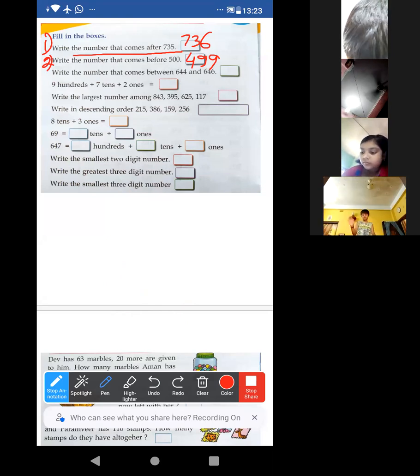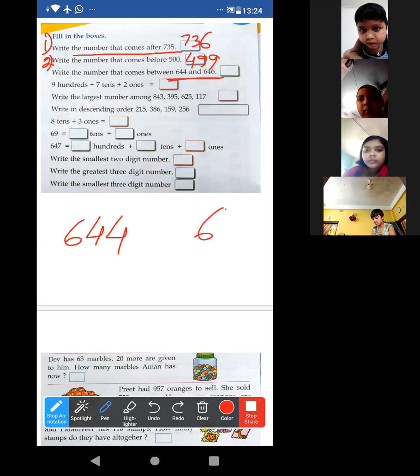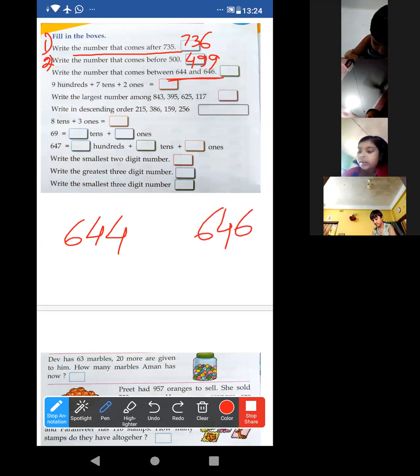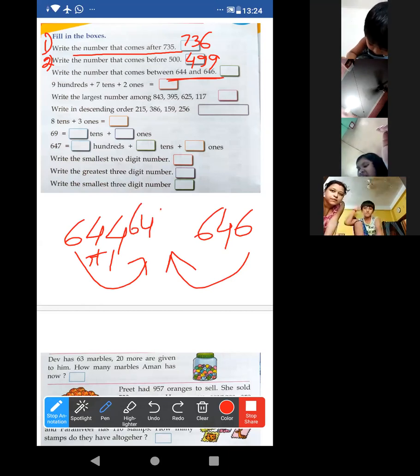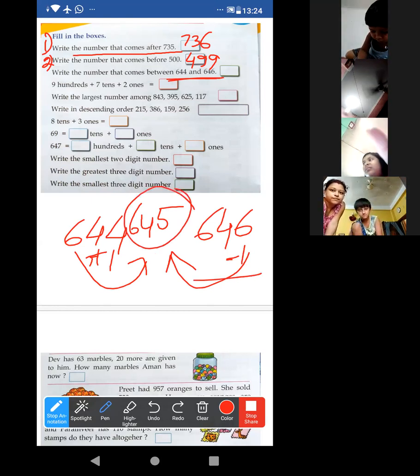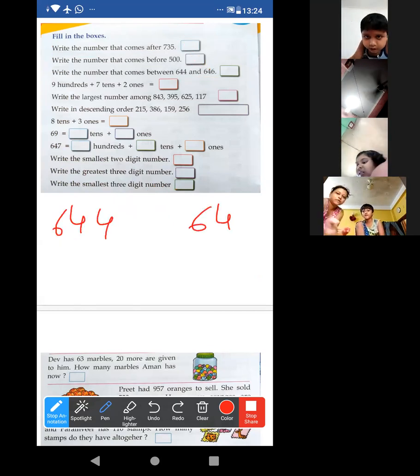Write the number that comes between. In between means exactly in the middle, in between 644 and 646. Achha, between means basically just look after of the first one and before of the second one. Just follow one rule, any one rule. Either follow after rule, then we have to add 1. It will be 645. Or you can follow the next rule also, minus 1 before rule. Then it will also be the same number. Okay, no need to follow both the process. Just any one. 644, 646.